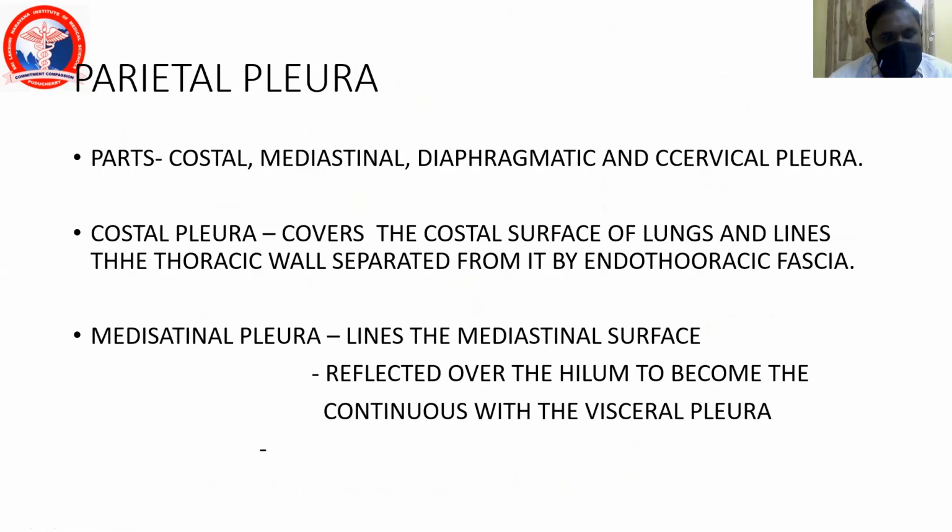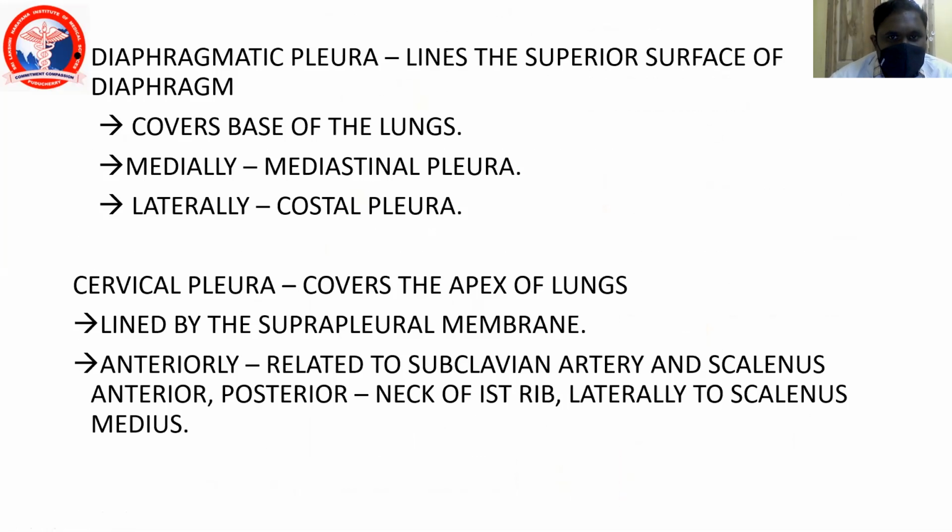Parietal pleura: it has costal, mediastinal, diaphragmatic, and cervical parts. Costal pleura covers the costal surface of the lungs and lines the thoracic wall, separated from it by endothoracic fascia. Mediastinal pleura lines the mediastinal surface and is reflected over the hilum to become continuous with the visceral pleura. Diaphragmatic pleura lines the superior surface of the diaphragm, covers the base of the lung, medially mediastinal pleura, laterally costal pleura.